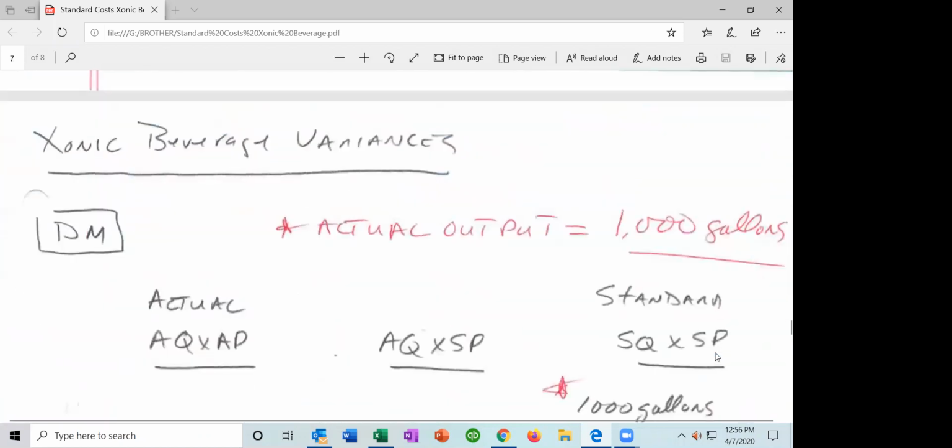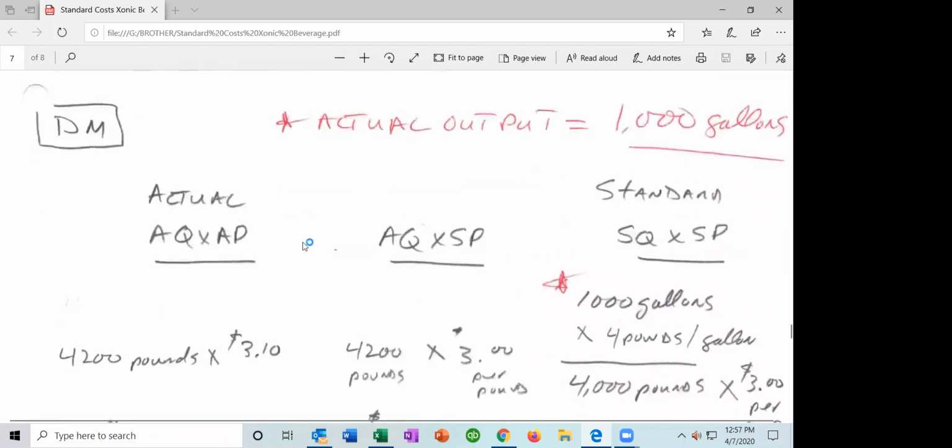So let's take a look at some of the variances. We're going to look at direct materials, direct labor, variable overhead, and fixed overhead. Let's first look at direct materials. Using our chart, actual on the left-hand side, standard on the right-hand side. And what's very important here is the actual output. I wrote it in red, put a star next to it. Always need to be looking for the actual output because that's what the standard quantity is based on.